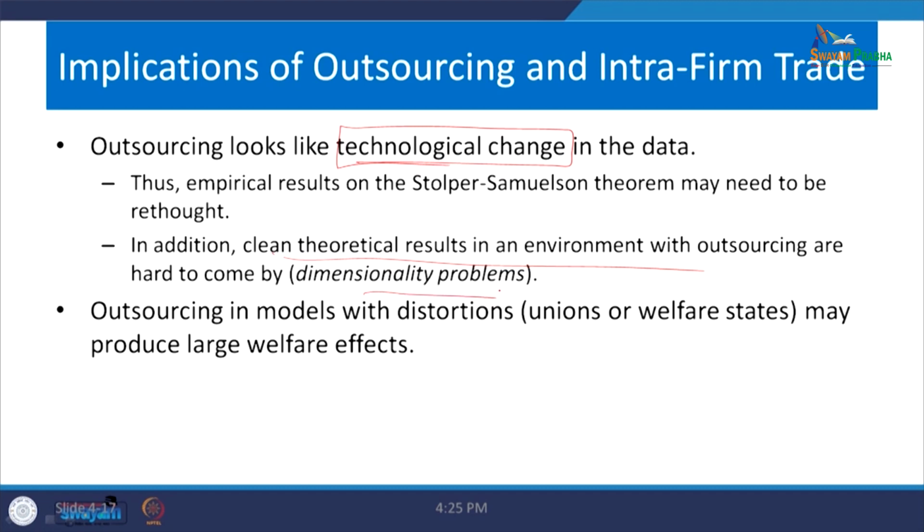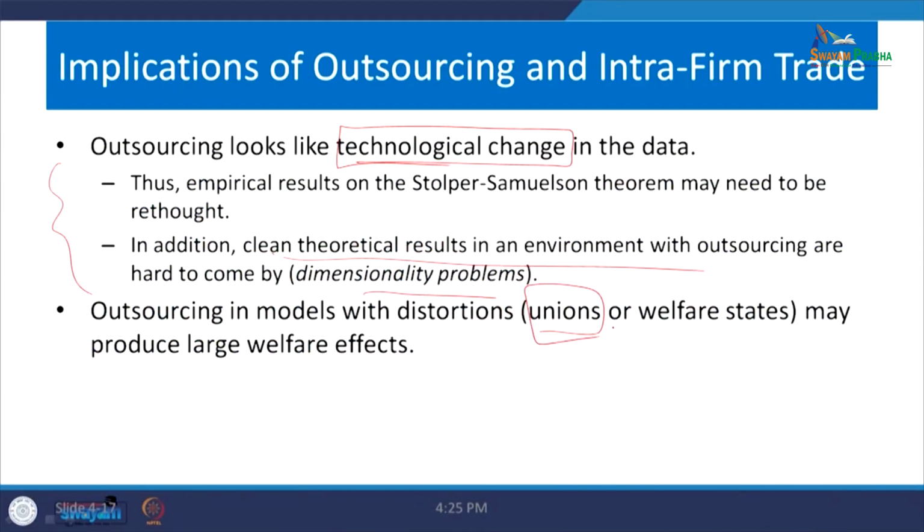There are various dimensional issues to be discussed in detail next week, where we will talk about the outsourcing aspects with the help of the intra-industry model carefully. It also says that outsourcing in models with distortions may produce large welfare effects. It may go through unions or through the welfare state, depending upon the extent of change.